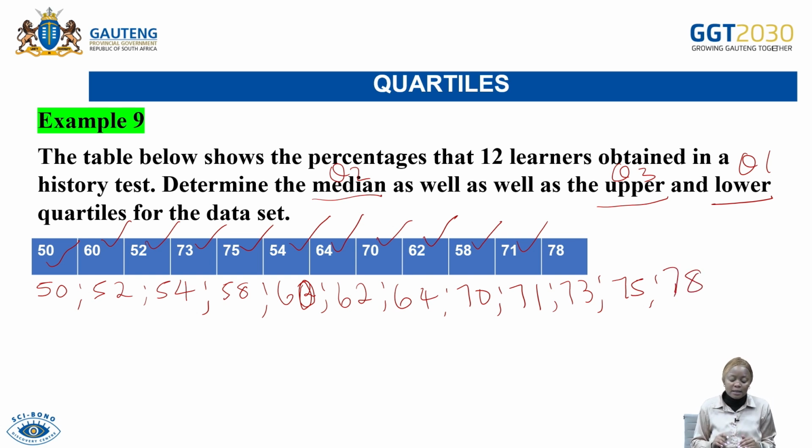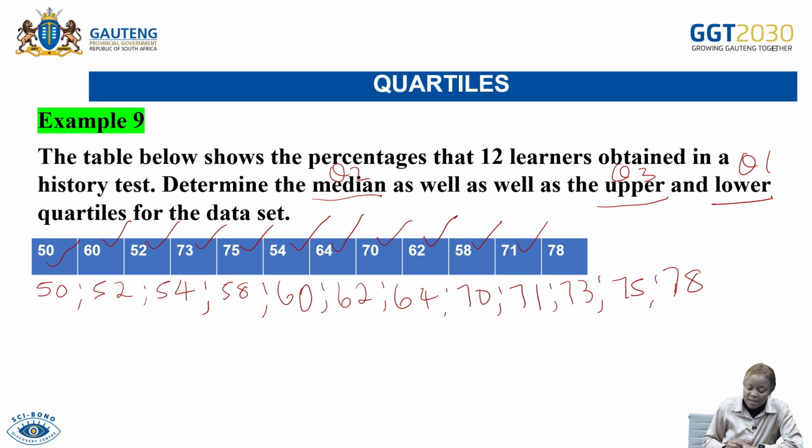So now my data is, let me just fix this one. This one is 60. So now my data set is arranged in ascending order, right? Now I can find my Q1, my Q2, and my Q3.